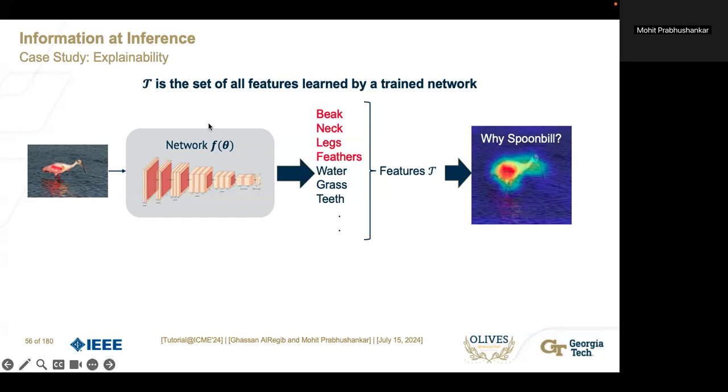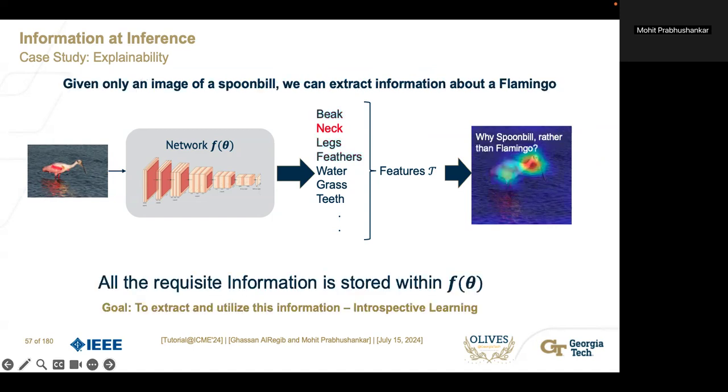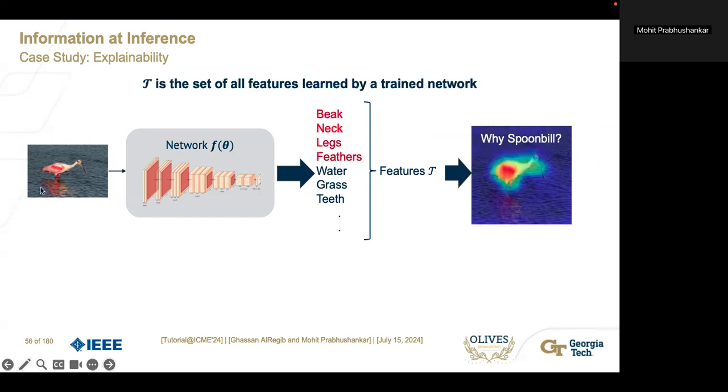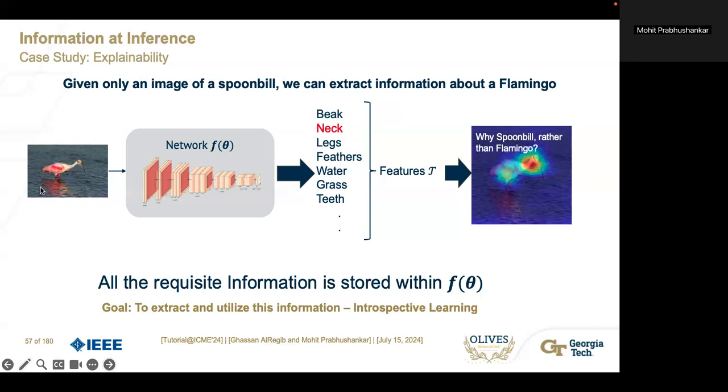Now, again, during inference, I have access to F and I have access to only this spoonbill image. But now when I ask the question of why spoonbill rather than flamingo, the output is going to show you the neck. So in essence, without giving the image of a flamingo, you're still able to extract the information that the difference between a spoonbill and a flamingo is in the neck. Right? And this is what essentially we mean by visual information. It's not about this image and this class, but visual information gives you an understanding of the parameters of the network that is being used to show the difference between these two things.